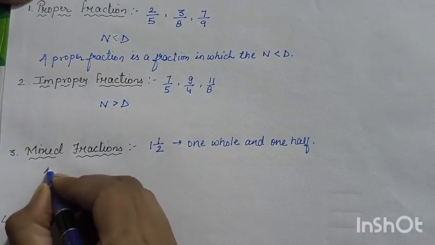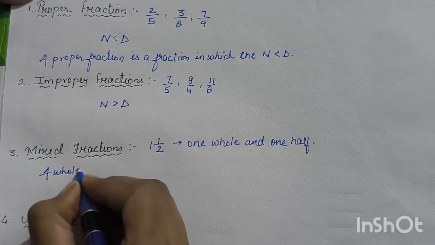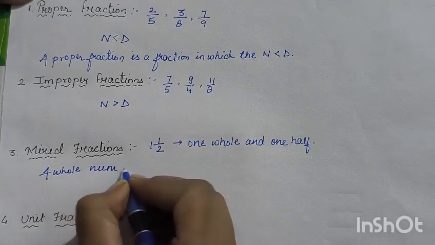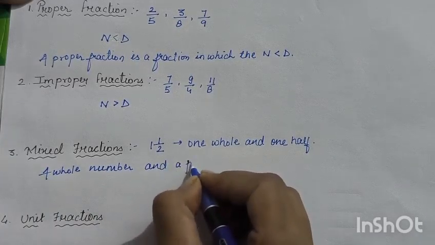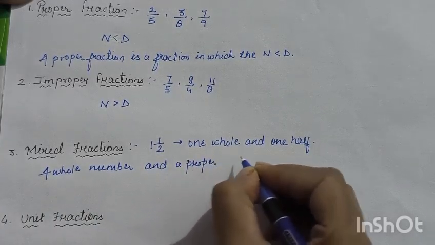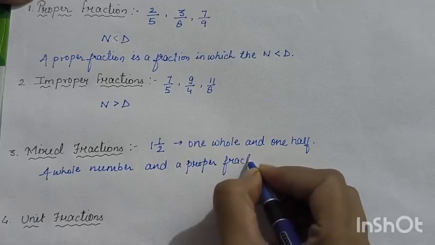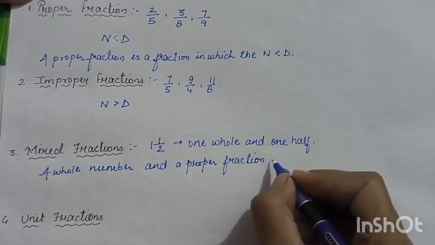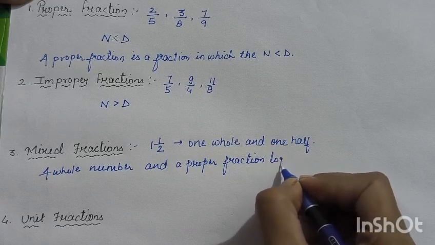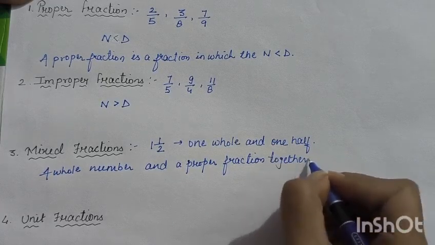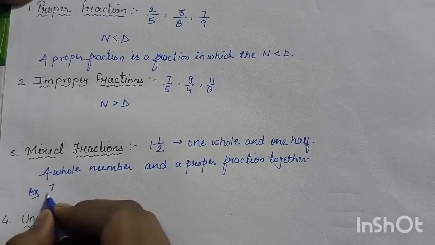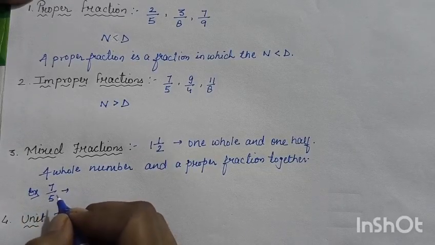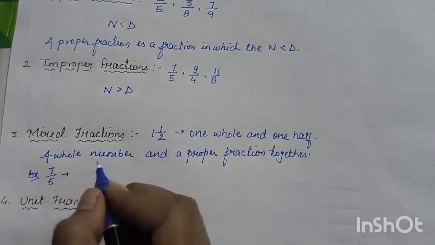What can we say? A whole number and a proper fraction together. Clear? A mixed fraction holds a whole number and a proper fraction together. Now, if we are having one example, suppose 7 by 5. Convert this 7 by 5 into mixed fraction.